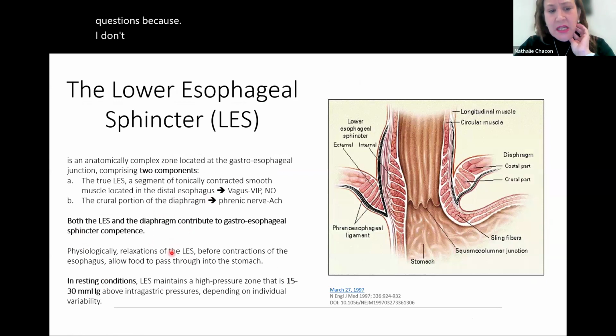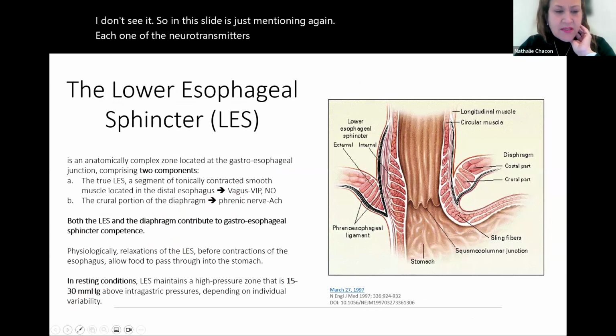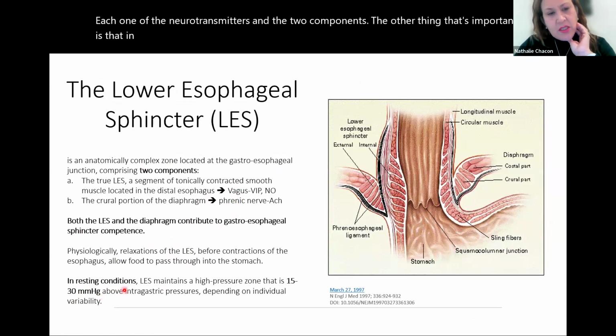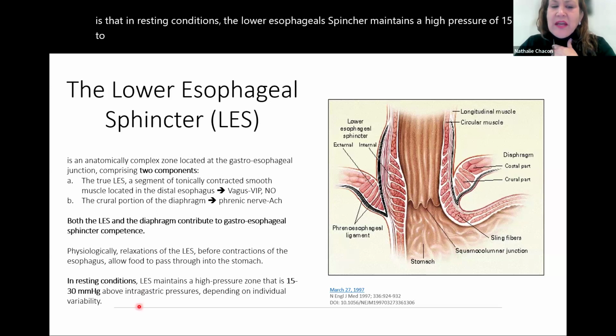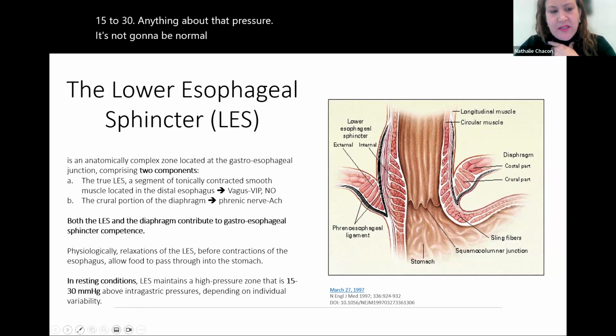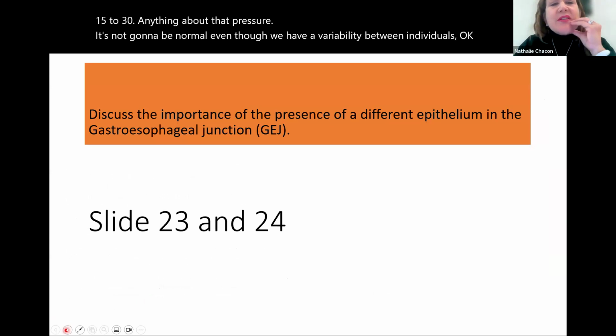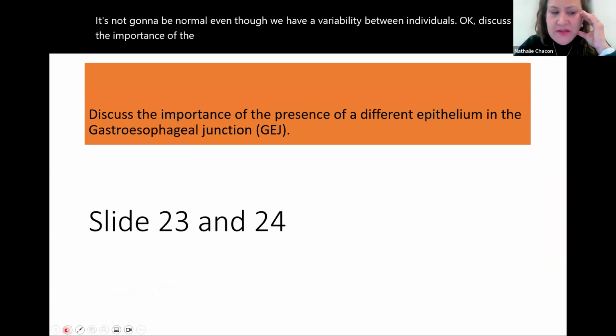So in this slide, it's just mentioning again each one of the neurotransmitters and the two components. The other thing that's important is that in resting conditions, the lower esophageal sphincter maintains a high pressure of 15 to 30. Anything outside that pressure is not going to be normal, even though we have a variability between individuals. Okay, discuss the importance of the presence of different epithelium in the gastrointestinal junction.